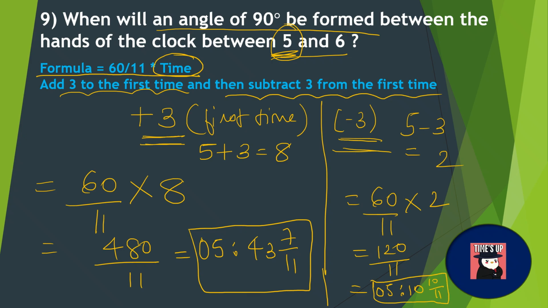So here you have 2 times. Correct? But if they ask what will be the first time, suppose, then the first time will be 5 hours 10 10 by 11 minutes. And if they ask what will be the second time in this case, then it will be 5 hours 43 7 by 11 minutes. Okay? If they don't ask, then both the options will be given to you. You need to tick that option. Okay?